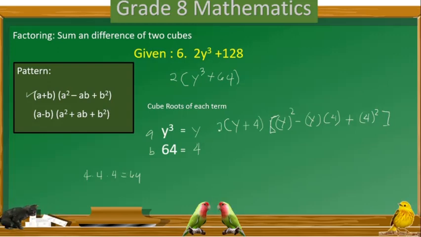Then here you copy 2, bring down 2, y plus 4, then this one, no, not x, y, this is y squared minus the product of these two, y times 4, or 4y, plus 16. Okay, this is the answer.